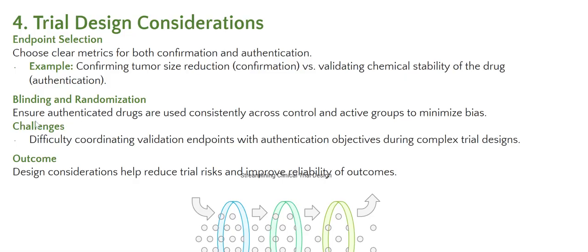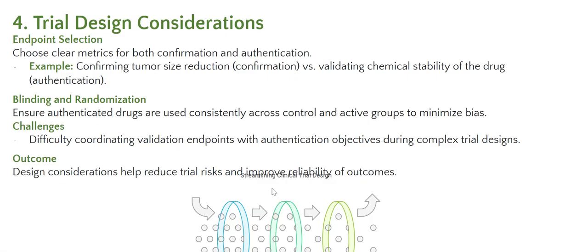Blinding and randomization ensure authenticated drugs are used consistently across control and active groups to minimize bias. Challenges here: difficulty coordinating validation endpoints with authentication objectives during complex trial designs. The outcome here: design considerations help reduce trial risks and improve reliability of outcomes.